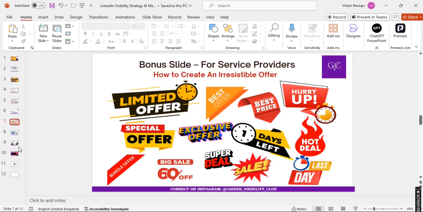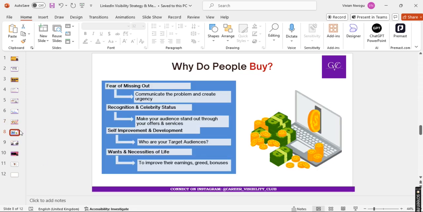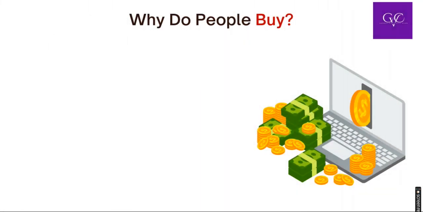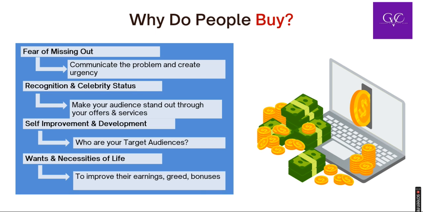So now let's look at the reasons why people buy things in the first place. Like I said, this is a bonus slide, and it's for people that have things to sell to people, right? Not necessarily 9 to 5ers. Even there are some 9 to 5ers that have other side businesses that they do. So why do people buy from you? Quite a number of reasons. I'm going to run through this.